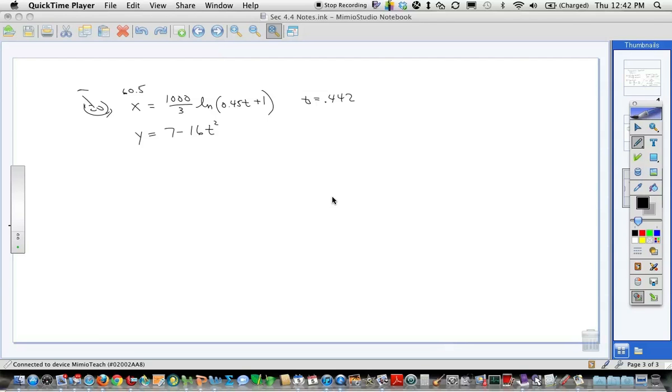0.442. Next question is, how different is that from what we did yesterday, right? Than the example. What was the answer yesterday? 0.403. It takes a little longer to get there. The air resistance slows it down, right? Okay.